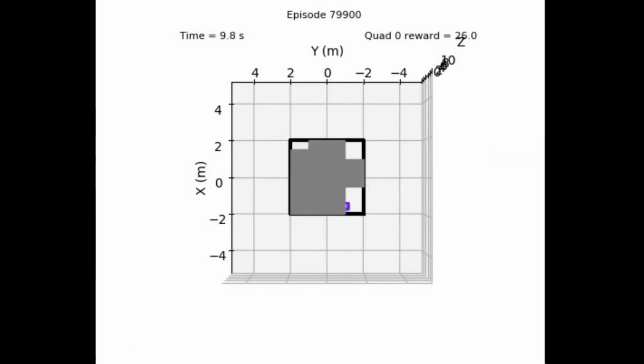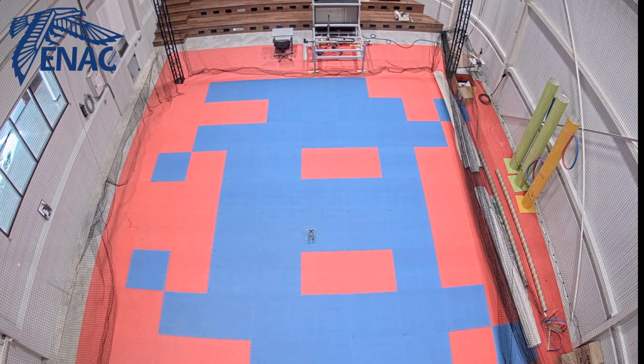Here are some simulated results after training was completed, showing one quadrotor exploring the indoor runway. The tiles become shaded as they are explored. Next, we exported the trained guidance model to a real quadrotor in an indoor facility.